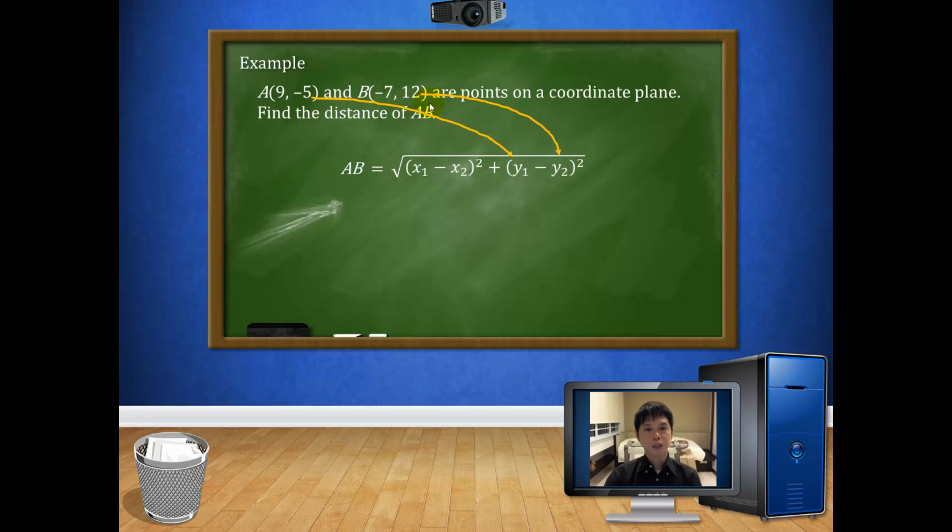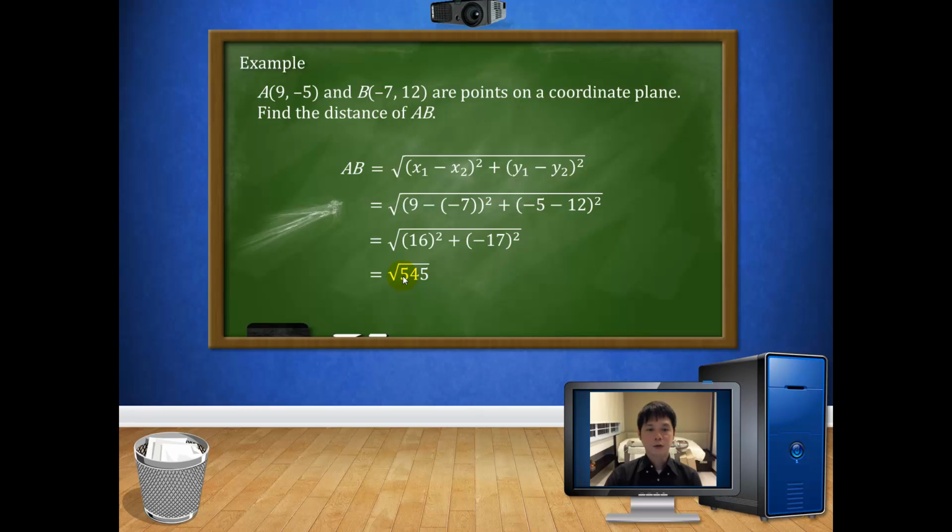By substituting all these values in, we will have square root of 9 minus negative 7 squared plus negative 5 minus 12 squared. Now, it does not matter which x or which y you write first, because after squaring it, you will get the same answer. Simplifying, we will have square root of 16 squared plus negative 17 squared, which will in turn give us square root of 545. Pressing the calculator and rounding off to 3 significant figures, we will get 23.3 units.